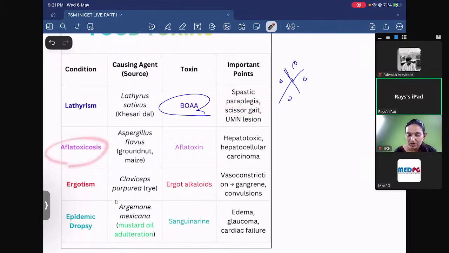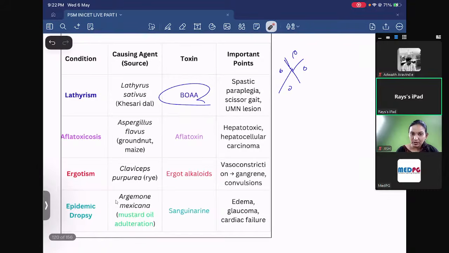You have aflatoxin causing aflatoxicosis. The causative agent is Aspergillus flavus, the fungus. The toxin is aflatoxin. It is hepatotoxic and can even lead to hepatocellular carcinoma. Ergotism is because of ergot alkaloid, Claviceps purpurea. Patient comes with gangrene, black discoloration, and convulsions can also occur. Then epidemic dropsy, which we just discussed: mustard oil adulteration, toxin is sanguinarine. Patient comes with edema, cardiac failure, and glaucoma. So this is about the food toxins.